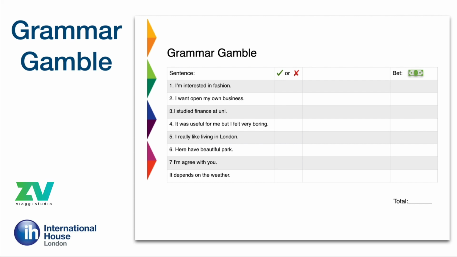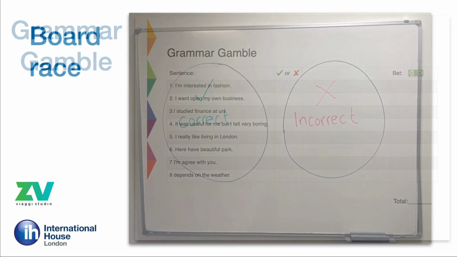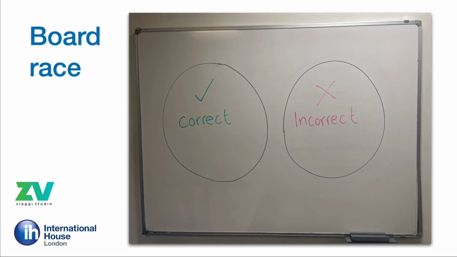An alternative is to put learners into 2 large teams. One member of each team steps forward. The teacher reads a sentence and they have to rush to the board and hit the correct circle, whether it's correct or incorrect. This can get quite noisy and chaotic, but it adds a sense of excitement and changes the pace of a lesson.